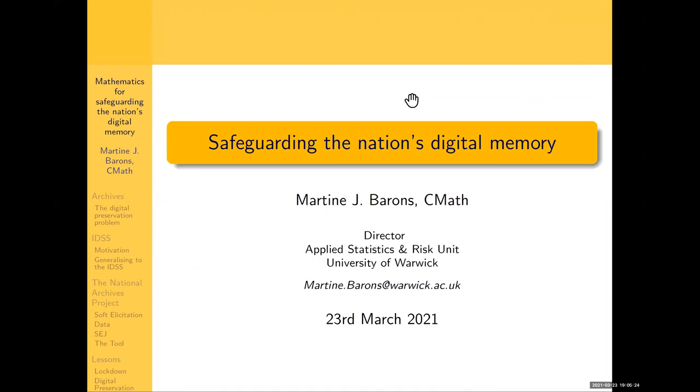So today I'm talking about safeguarding the nation's digital memory, and if you see me looking over to the right, it's because I've got a second screen there which is rather larger and I can read it.